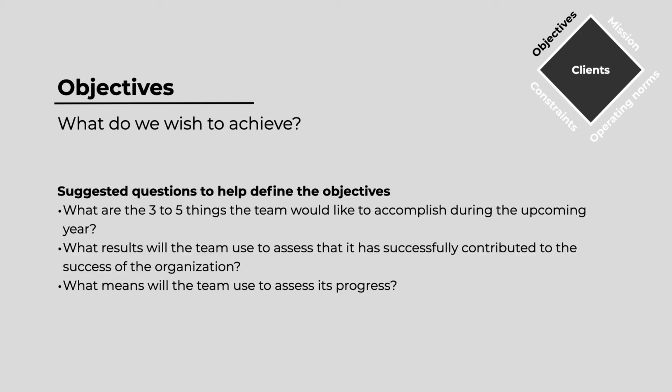Next comes the clarification of the objectives. The objectives basically state what the team aims to accomplish. They are desired outcomes that the team is committed to achieving. The objectives typically include measurable elements and a time frame. Here are a few questions to help you define your team's objectives.